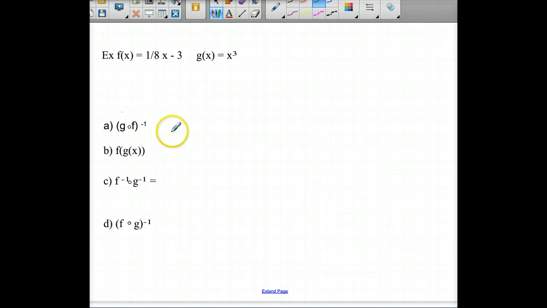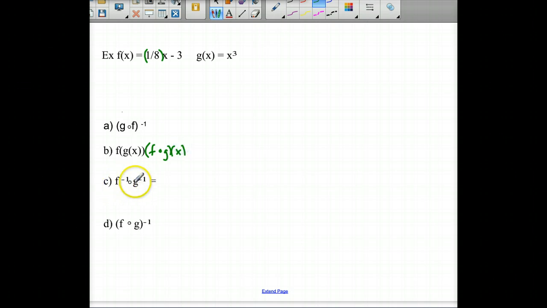Just remember how composite functions work. If you have the function f of x equals 1/8 x minus 3 and g of x equals x cubed, this notation means the inverse of the composite function g of f of x. This is the composite function f of g of x, could also be written like this.